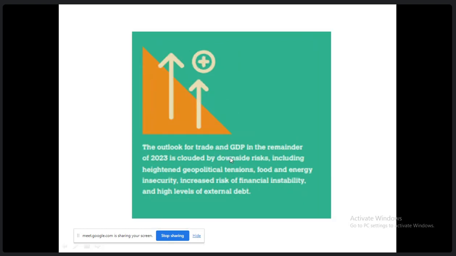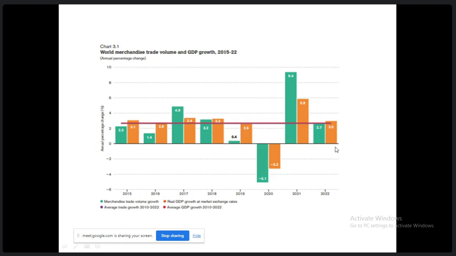So the outlook for the next year, this was the 22 data, so they have given the outlook for 23. Because of the geopolitical tensions, that is the Russia-Ukraine war, and presently, though this is not the present situation, but in the present situation, again the geopolitical tension in the Palestine-Ukraine region, the food and energy insecurity, that is the rising energy prices and the increased risk of financial instability and very high levels of external debt.